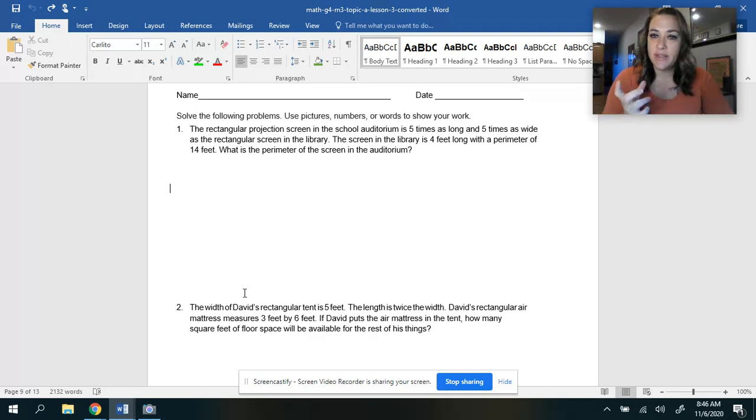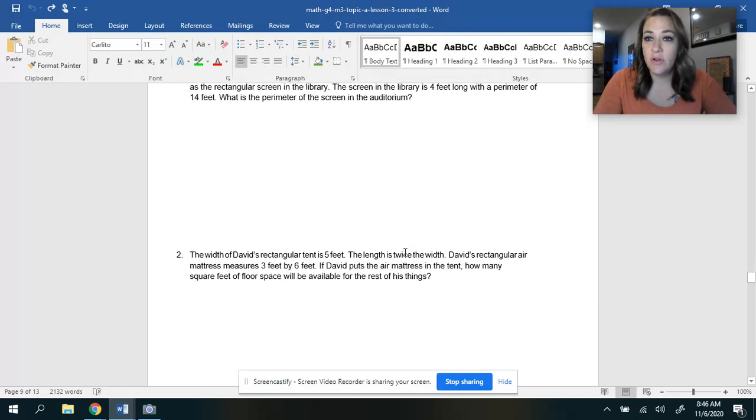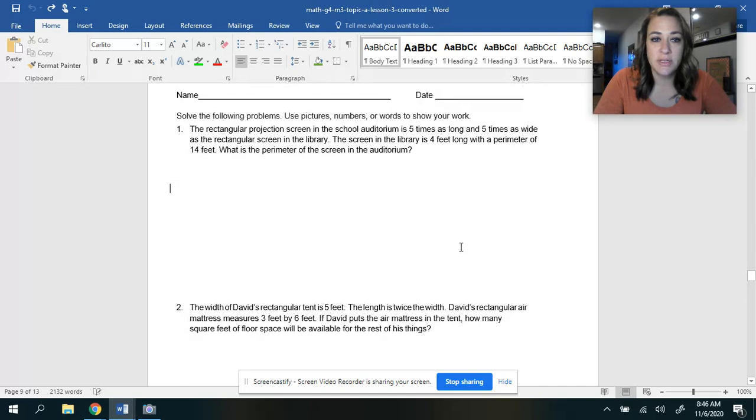So we can think about that as we're working through these word problems today. Okay, so we're going to do 3 together, and then you will have 1 to do on your own for your work today.